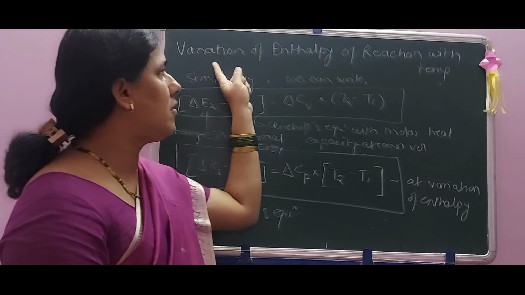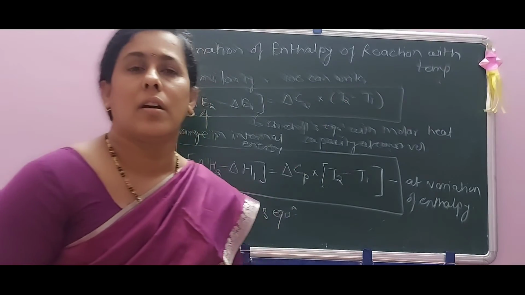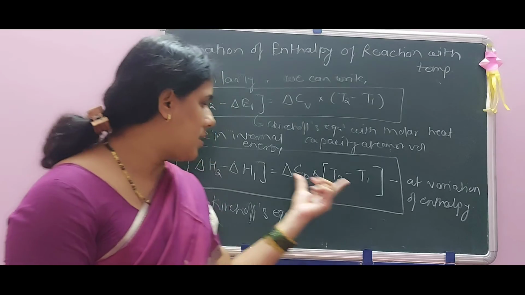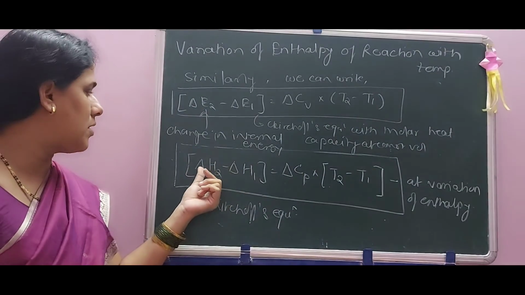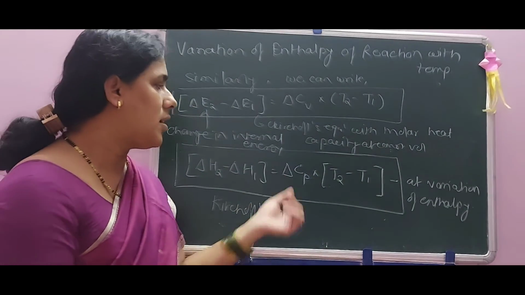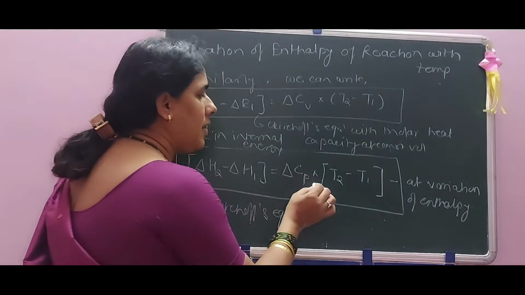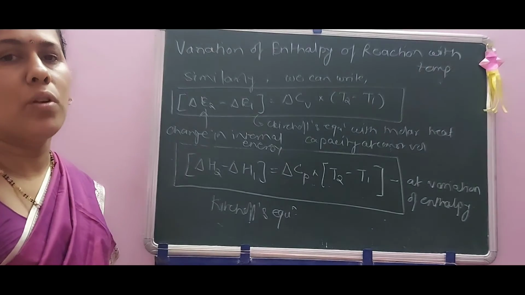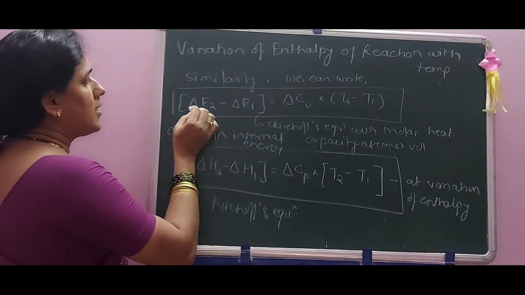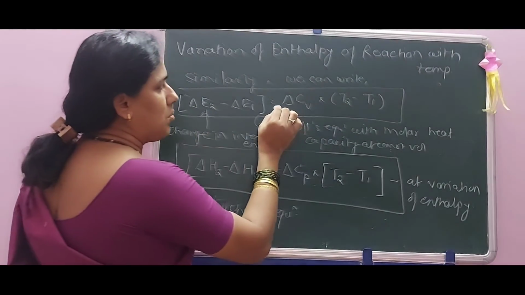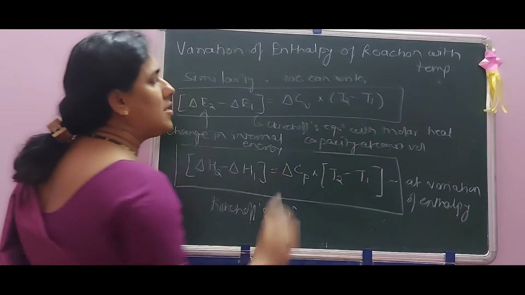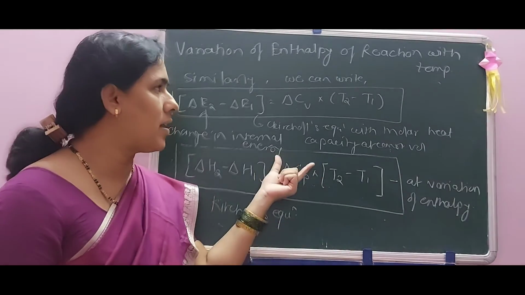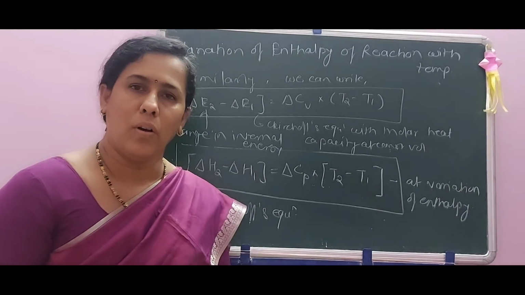Thus, we have explained the variation of enthalpy of a reaction with temperature. The equation is delta H2 minus delta H1 is equal to delta Cp into T2 minus T1, and in terms of molar heat capacity at constant volume, delta E2 minus delta E1 is equal to delta Cv into T2 minus T1. Thus, we have concluded the topics of thermodynamics along with thermochemistry.